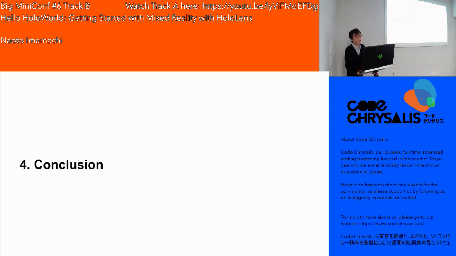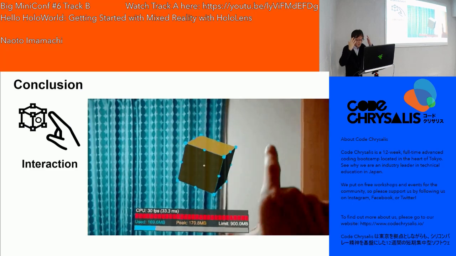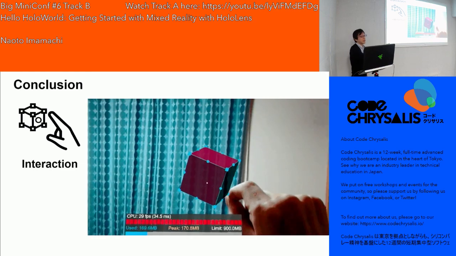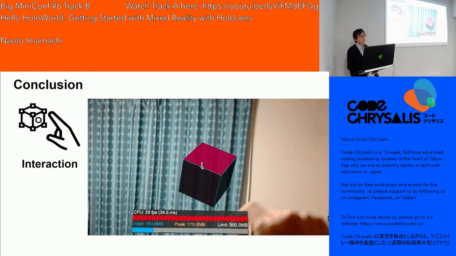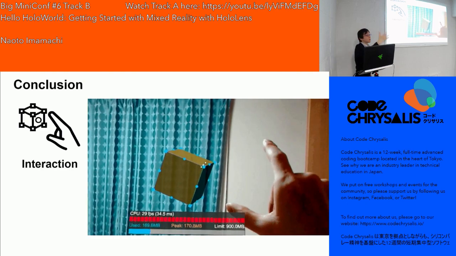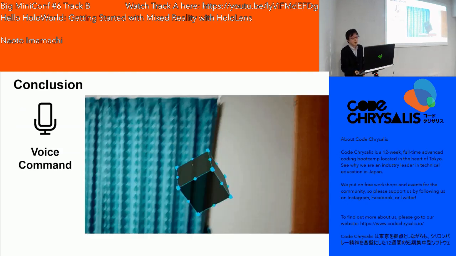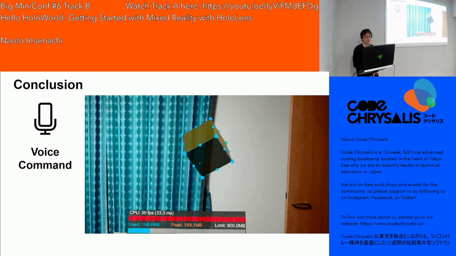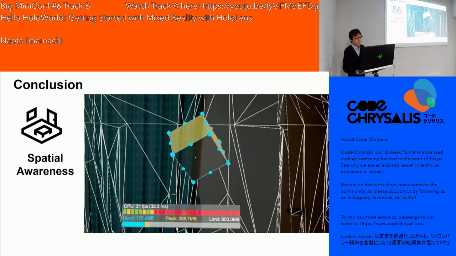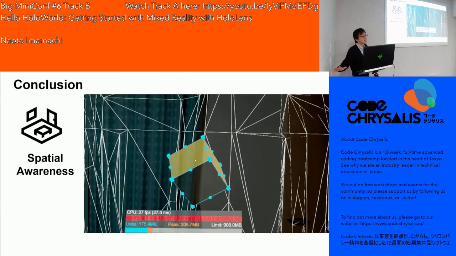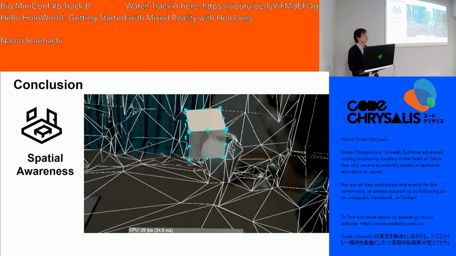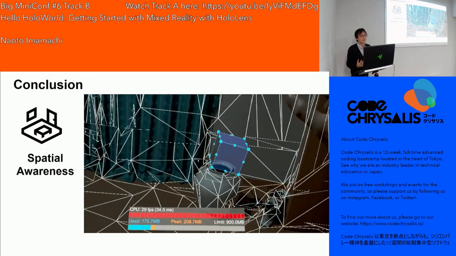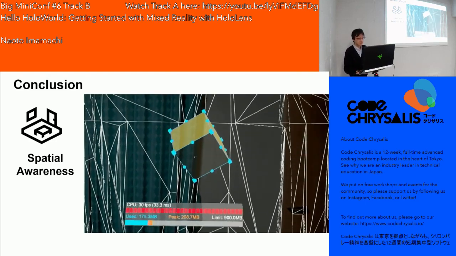So, in conclusion, the HoloLens has the functionality of interacting with objects. We can manipulate the virtual object using my hand, scaling and rotating like that. And we can also implement voice commands, any voice command, to manipulate objects. And finally, surprisingly, HoloLens recognizes the surrounding world, what we call the spatial awareness system. So a virtual object behaves as if it is a physical object like that.